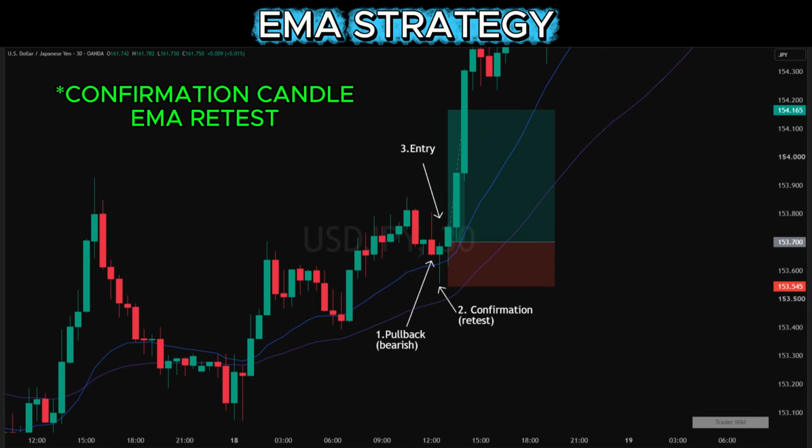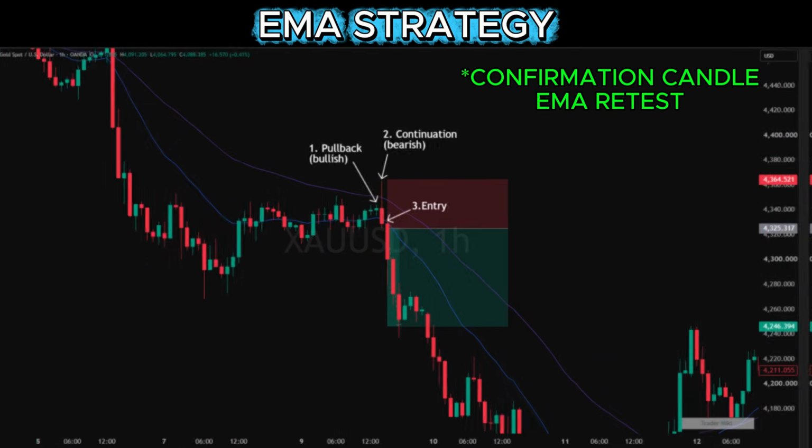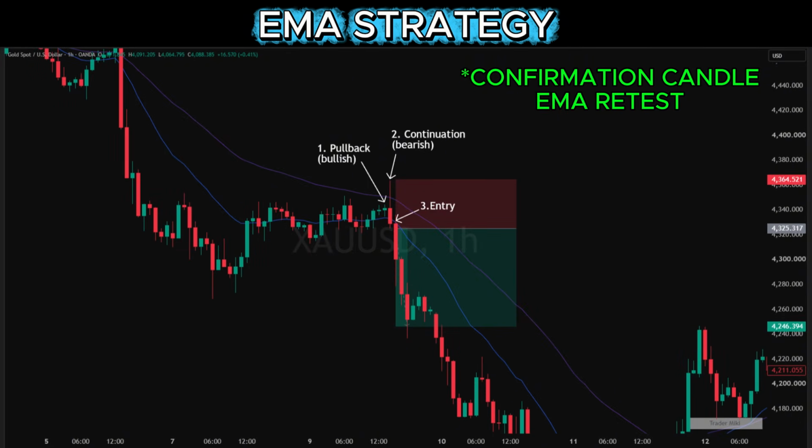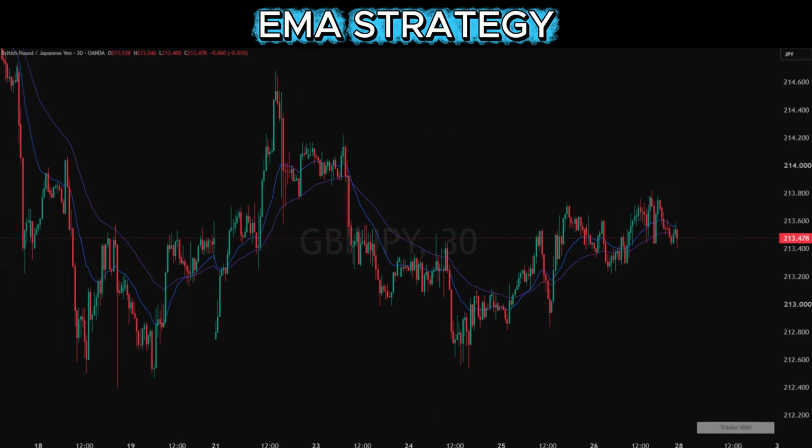Another variation of the setup that works well is if the pullback candle doesn't retest the EMA, but the confirmation candle does and pushes away in the direction of the trend, the setup is still valid, like this on the 20 EMA and like this on the 50. Notice how only the confirmation candle wick touches the EMA and then closes in the direction of the trend.